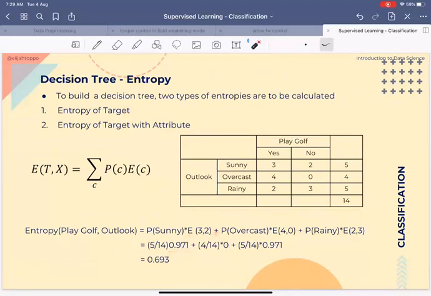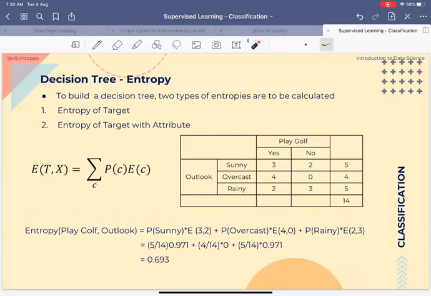Okay, plus probability of overcast, which is 4 by 14, multiplied by entropy of overcast. Since one term is 0 and the other term is 4, that is, it is a homogeneous set, our entropy comes out to be 0. And then we have probability of rainy, which is 5 by 14, multiplied by entropy of 2 comma 3, which comes out to be this value. So you see, entropy of 3 comma 2 and entropy of 2 comma 3 both end at the same number. Basically, at least for the entropy formula, it doesn't matter between yes and no. What matters more is the distribution.